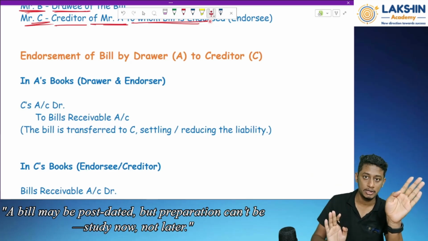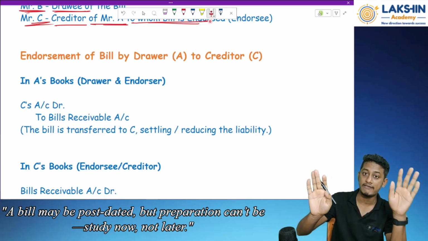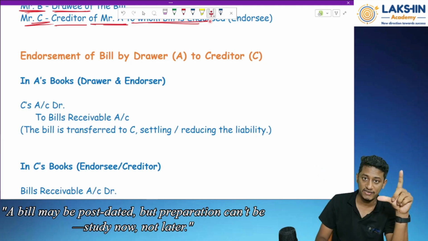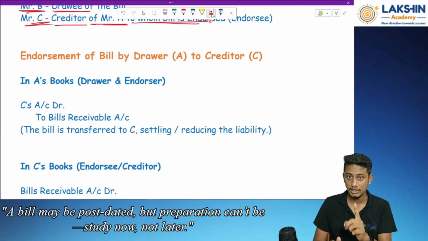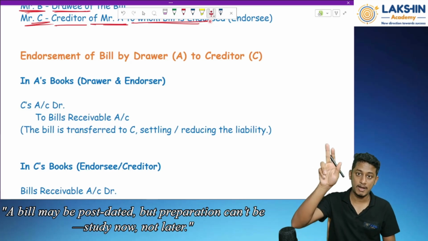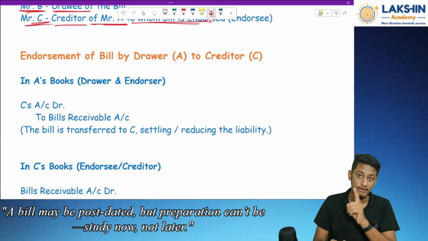So there is no relation between Mr. C and Mr. B. Mr. B is making payment to Mr. C only because Mr. C has the bill of exchange with him, which was endorsed by Mr. A to Mr. C. Clear? If you don't understand the story, please go back and read or listen to it once again, because this will be really important when passing journal entries.